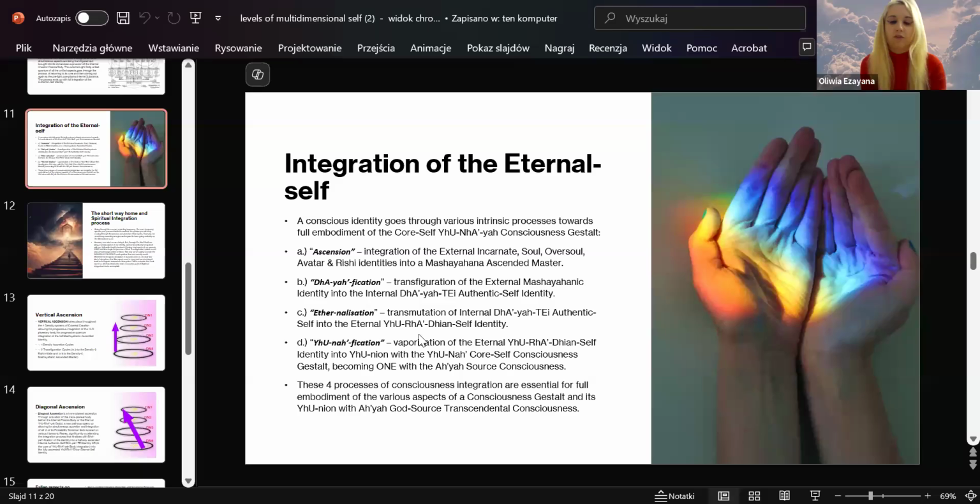Finally, we have the unification, which is the vaporization of the eternal Euradian self-identity into union with the unicore self-consciousness gestalt, becoming one with the Aya source consciousness. These four processes of consciousness integration are essential for the full embodiment of the various aspects of a consciousness gestalt and its union with the Aya God source transcendental consciousness.